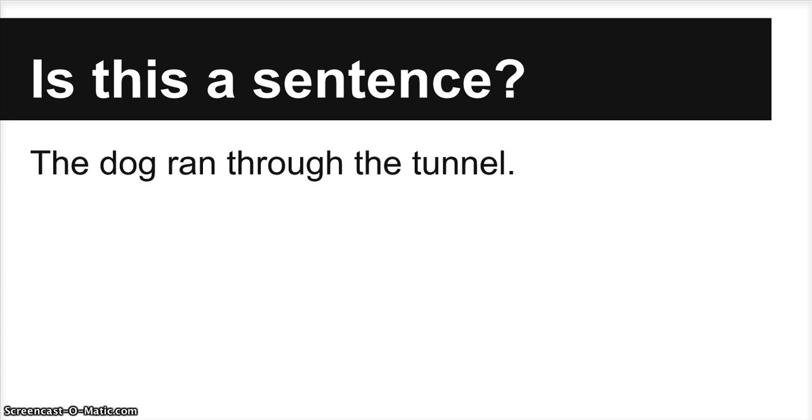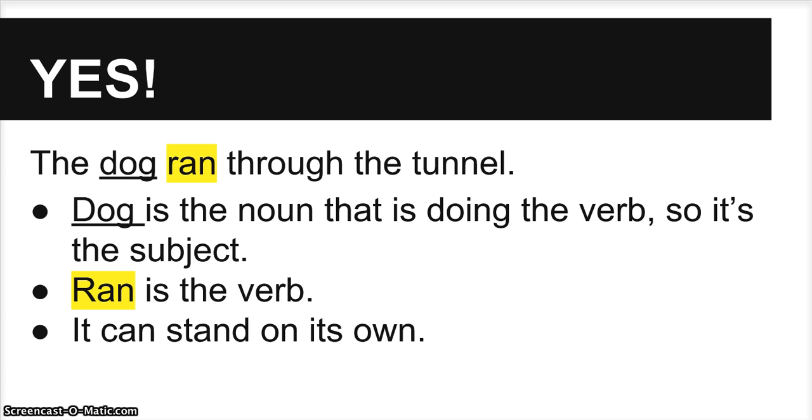Let's ask ourselves, is this a sentence? The dog ran through the tunnel. Yes, it's a sentence. We know it's a sentence because dog, right there and right here, dog is the noun that is doing the verb, so it's the subject. And then ran. Ran is the verb. The dog ran. And it can stand on its own. The dog ran through the tunnel.